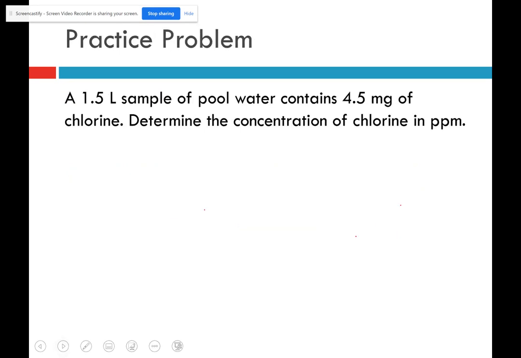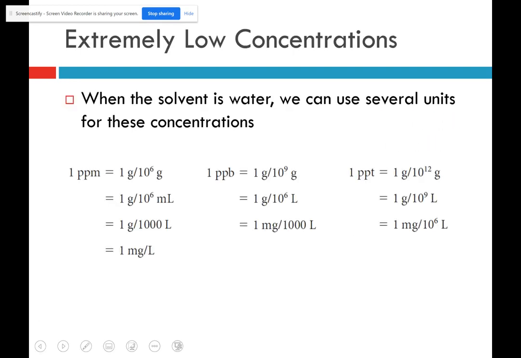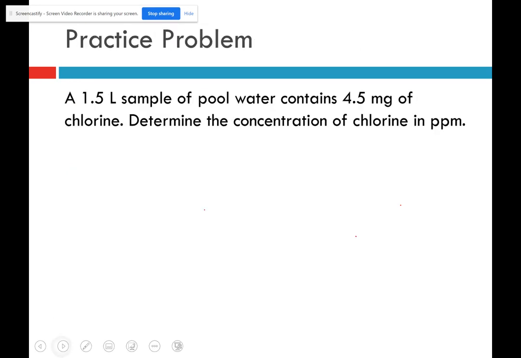Here's a practice problem we're going to do. It says a 1.5 liter sample of pool water contains 4.5 milligrams of chlorine. Determine the concentration of chlorine in parts per million. Keep in mind, we're really looking at how many milligrams are in a liter. 1 part per million is milligrams per liter, so we're going to keep this in milligrams.